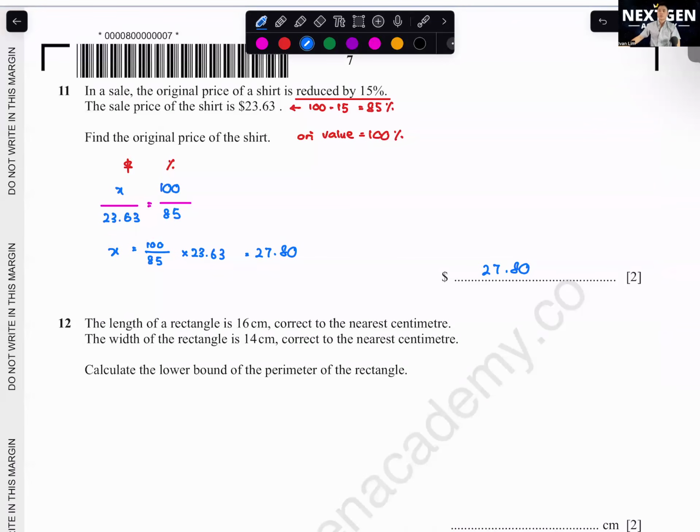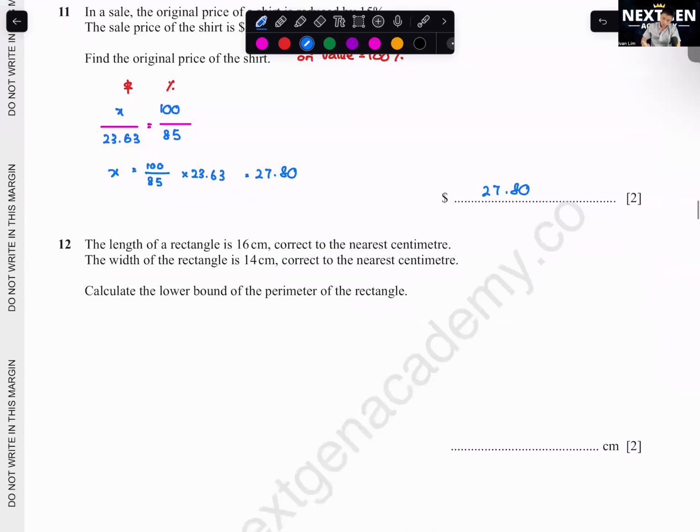All right, okay, question number 12. The length of a rectangle is 16 cm, correct to the nearest cm. Width is 14 cm, correct to the nearest cm. Calculate the lower bound of the perimeter of the rectangle. Okay, whenever you got some sort of shape, try your best to draw it out first so we can understand clearly. Here is 16 cm, here is 14 cm.